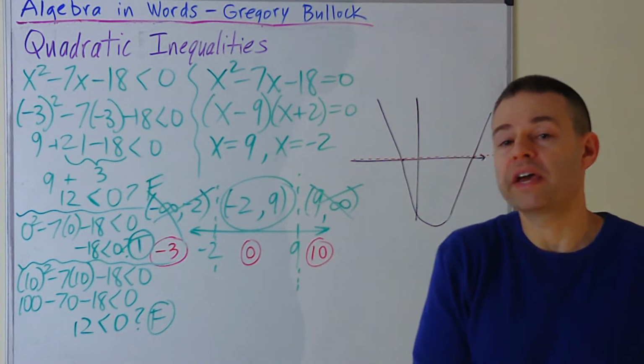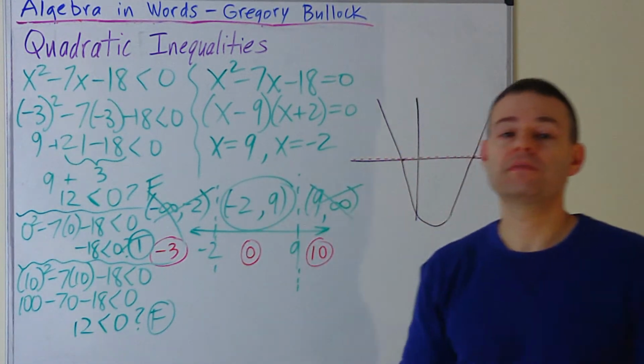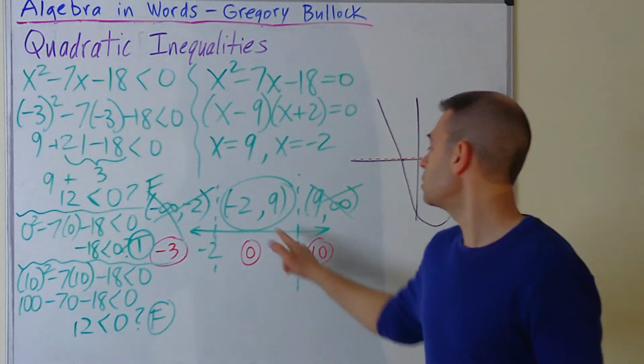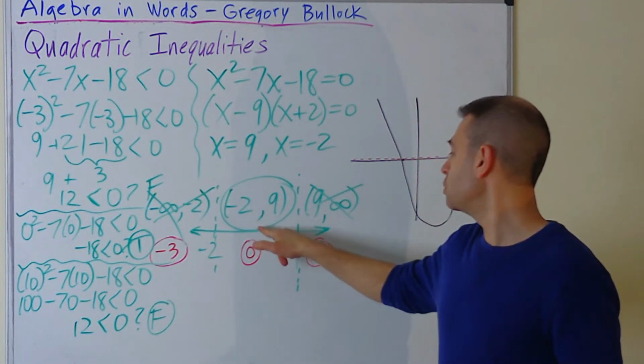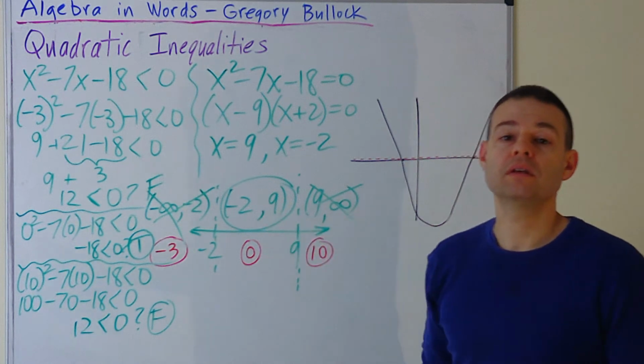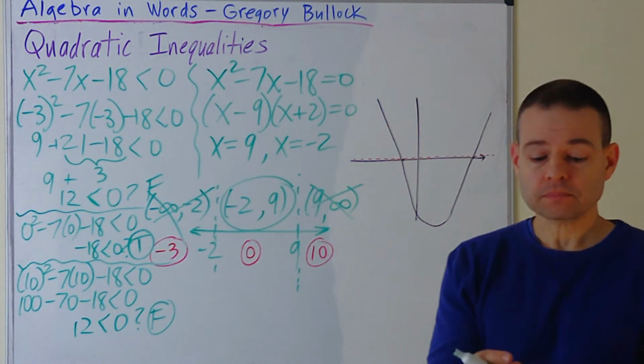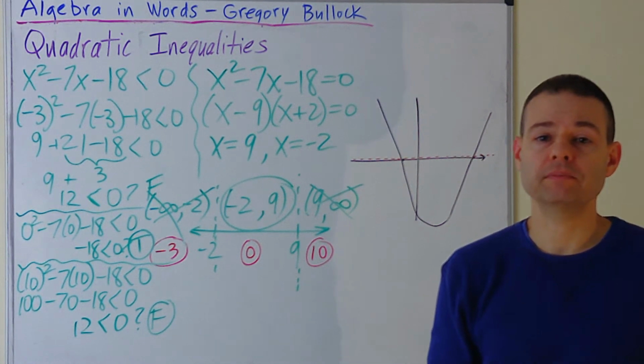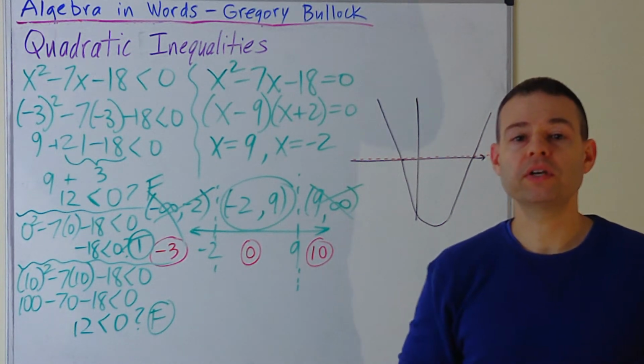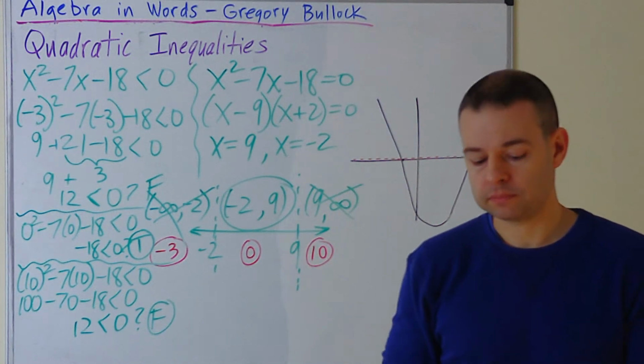So the answer is, in interval notation, parenthesis, negative 2, comma, 9, parenthesis. And that's it. There's not really much else to say about it. So I'm going to pause the video and put one more example up.